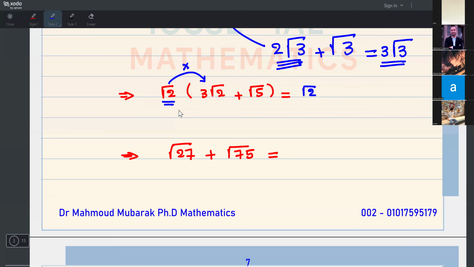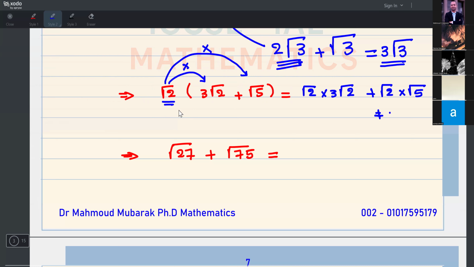First step, root 2 times 3 root 2. It's correct. And then plus the root 5, root 2 multiplied by root 5. So root 2 multiplied by root 5 will be root 10. And then root 2 times 3 root 2 will be 3 root 4, which also equals 6. Root 4 is 2, so it will be 3 times 2 is 6, plus root 10. Excellent, Yara. Excellent.